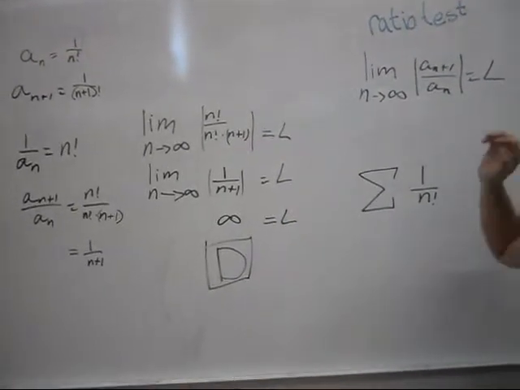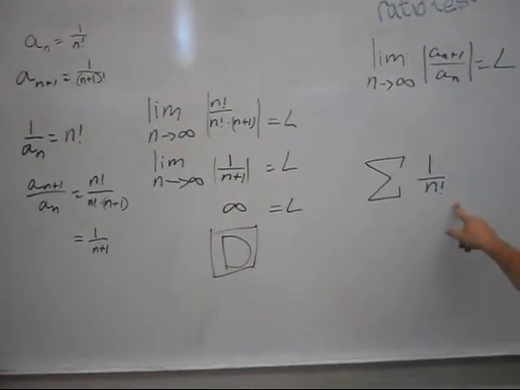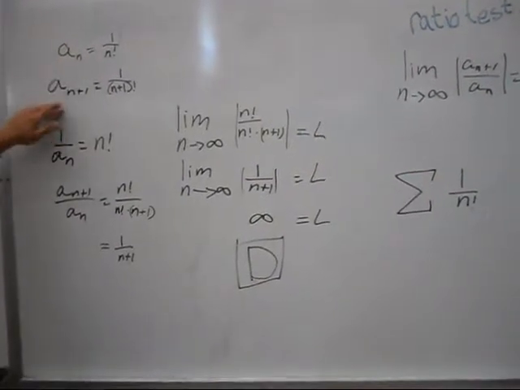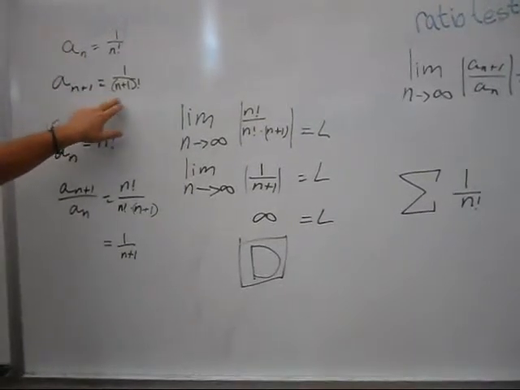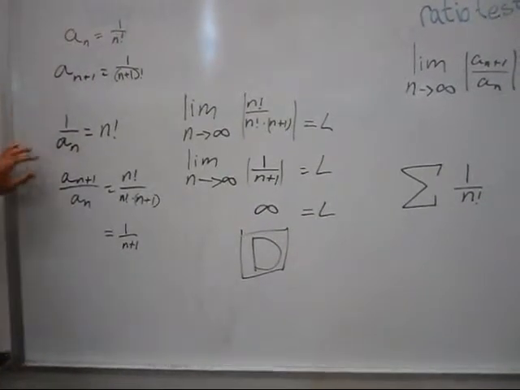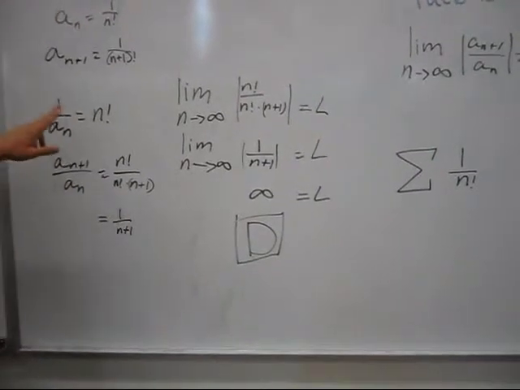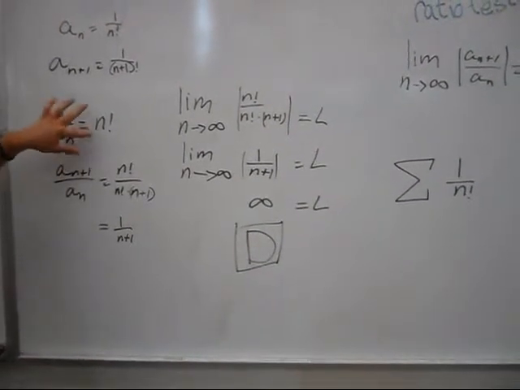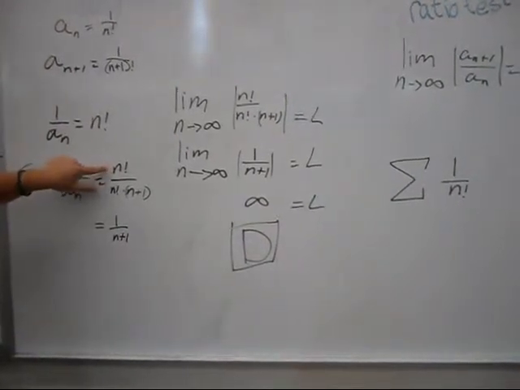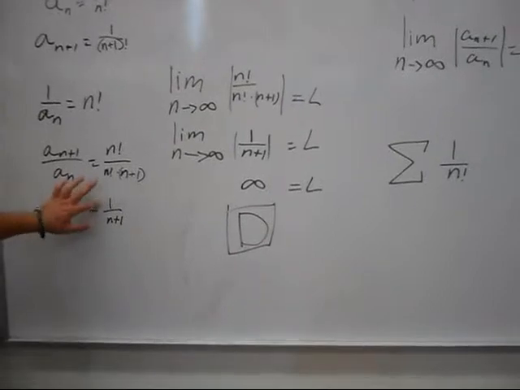And the particular example that we're going to be doing today is the series of 1 over n factorial. And coming over here, 1 over n factorial is the a sub n, so we find a sub n plus 1, which is 1 over n plus 1 factorial. And then we find 1 over a sub n because you'll be dividing them, and it's easier just to multiply them together. So 1 over a sub n is just n factorial. So then by dividing them right here, we have n factorial over n factorial times n plus 1, which equals 1 over n plus 1.